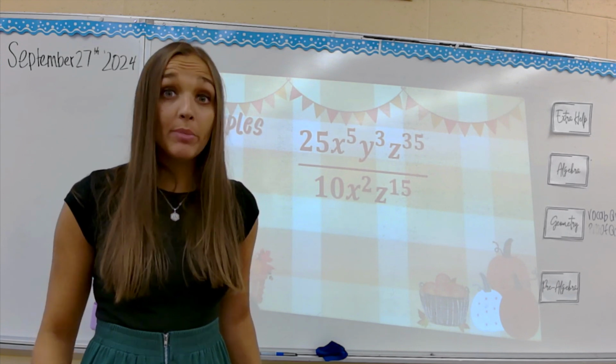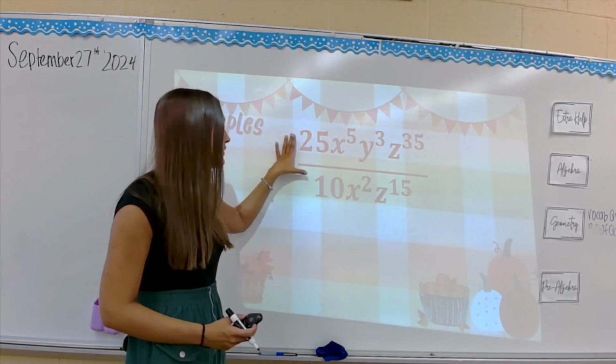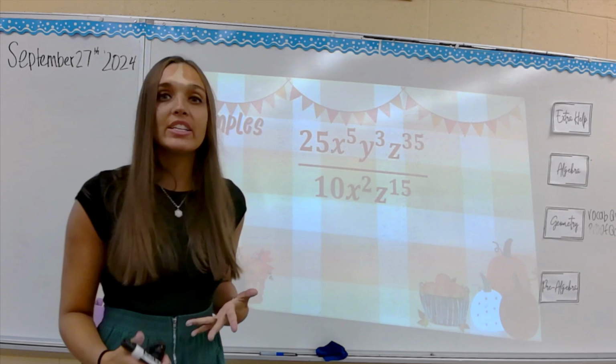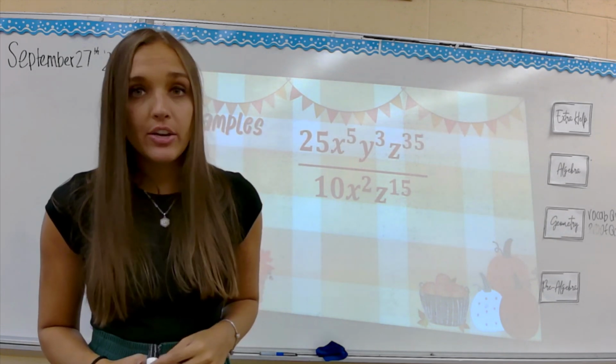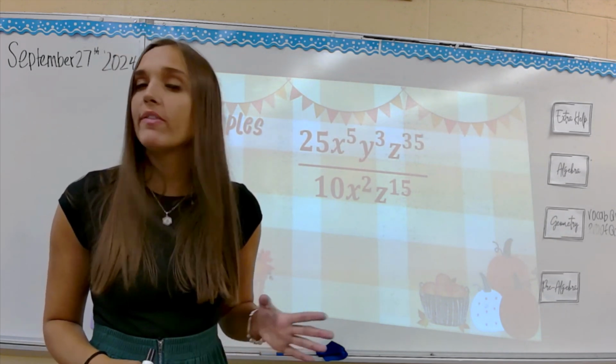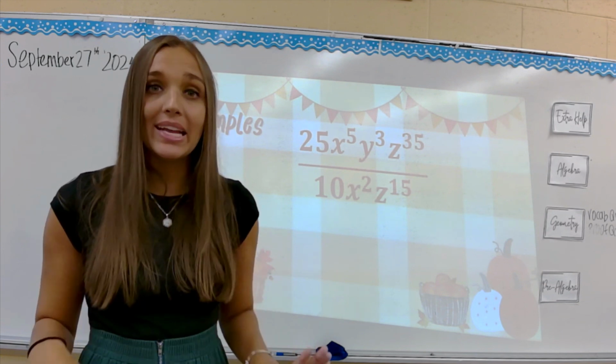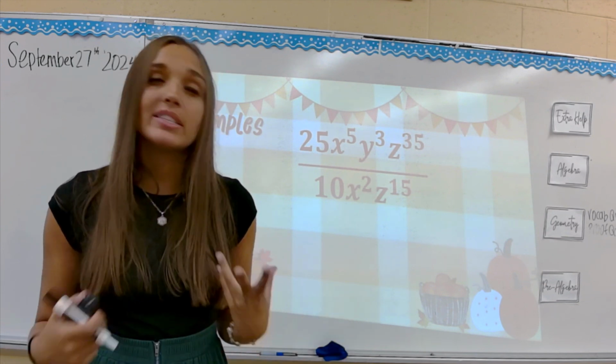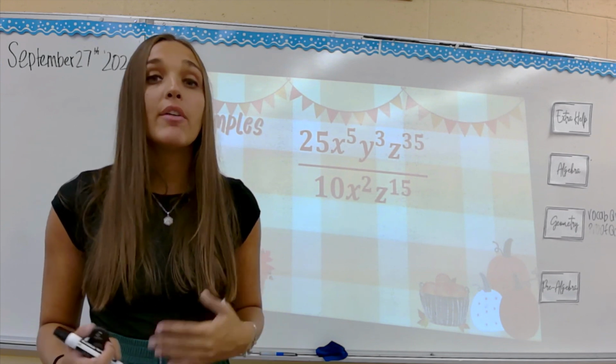Now I have this problem, and I have my coefficients of 25 and 10. If I divide 25 by 10 in my calculator, I get 2.5. 2.5 is not an integer value, so I can't just put 2.5. We don't leave it as a decimal. We leave it as a simplified fraction.